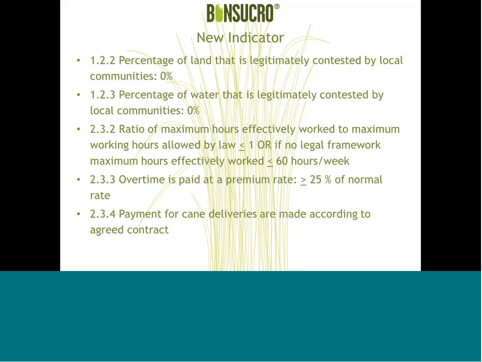The next one is an indicator related to the maximum number of hours worked. If there is a legal framework for the maximum hours worked, we say that workers can't work more than the maximum number of hours allowed by law. If there is no legal framework for the maximum hours effectively worked, workers can't and mustn't work more than 60 hours per week.